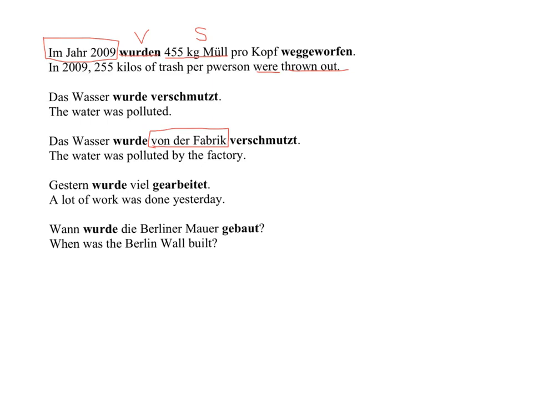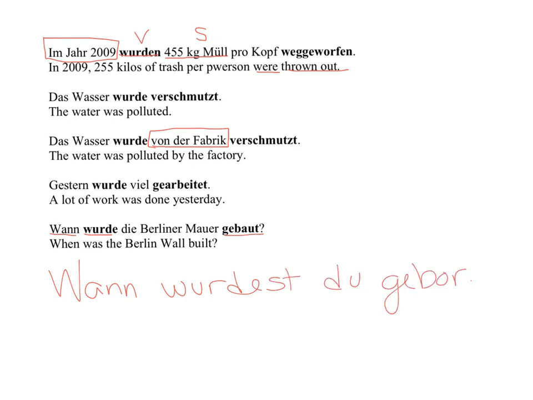And the question, when was the Berlin Wall built? So we can have when first and then was and built at the end. Wann wurde die Berliner Mauer gebaut? If I wanted to ask you, when were you born? Wann wurdest du geboren? I can add other question. Doesn't have to be when. It can be wo. Where were you born? But we're using wurdest as our form of were or was.